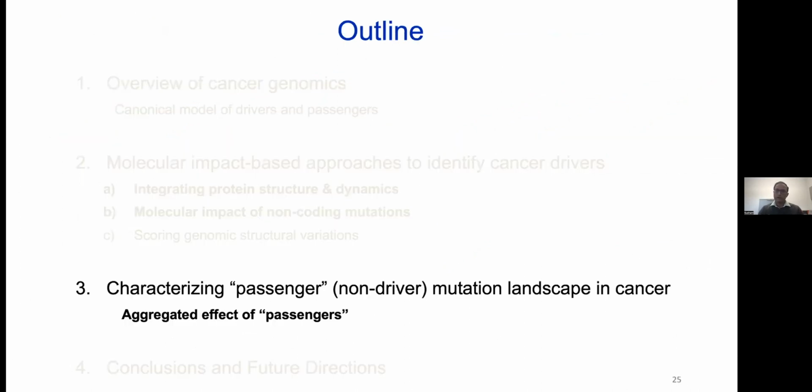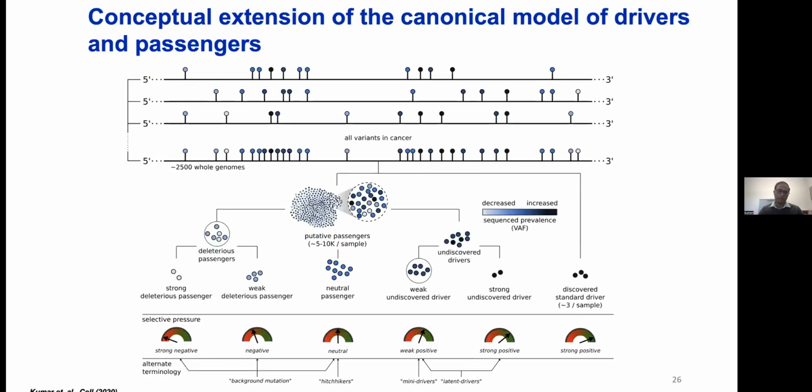Now, so far I focused mostly on the driver aspect, but we know that drivers are a handful in number, and the overwhelming majority are classified as non-drivers or so-called passengers. So we were also interested in how these non-drivers play a role in cancer. Are they really inconsequential, or might they have a role to play? So for this, we came up with a conceptual idea that the canonical dichotomy between driver and passenger is one of convenience, and maybe we can extend this into an extended model where, along with standard drivers and neutral passengers, we can have additional categories of mutation, such as undiscovered drivers or deleterious passengers.